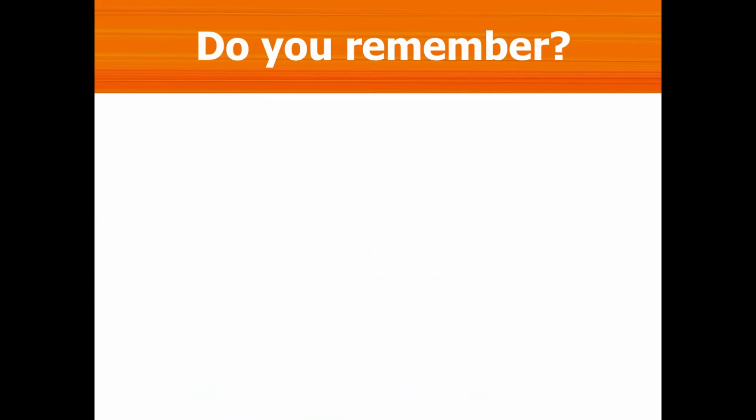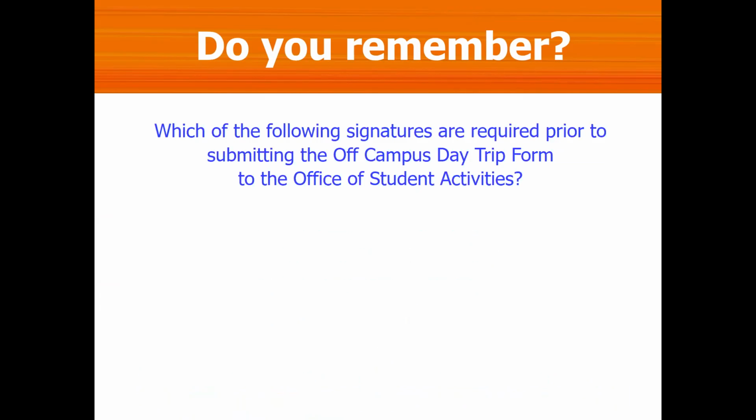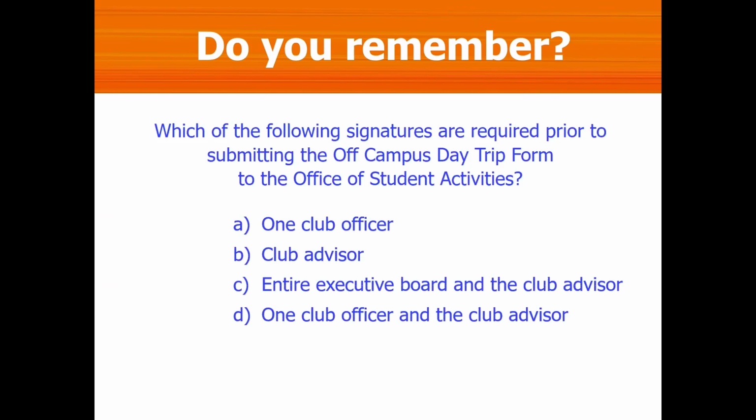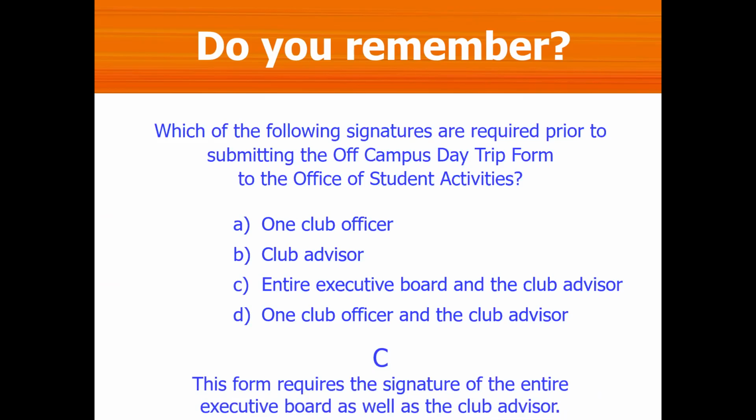Okay, let's try one more. Which of the following signatures are required prior to submitting the off-campus day trip form to the Office of Student Activities? A, one club officer. B, the club advisor. C, the entire executive board and the club advisor. Or D, one club officer and the club advisor. The answer is C. This form requires the signature of the entire executive board as well as the club advisor.